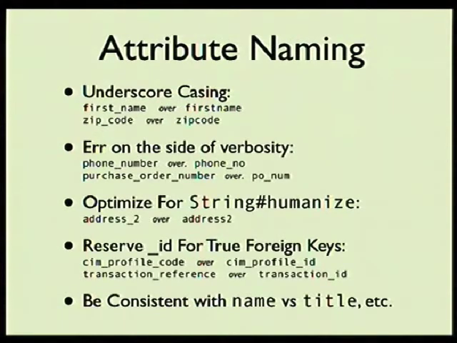So attribute naming, a lot of this I think is debatable. These are my personal preferences. I always try to name models such that the humanized output looks decent, right? So, for example, I try to use underscores, which will create a space when you humanize it.